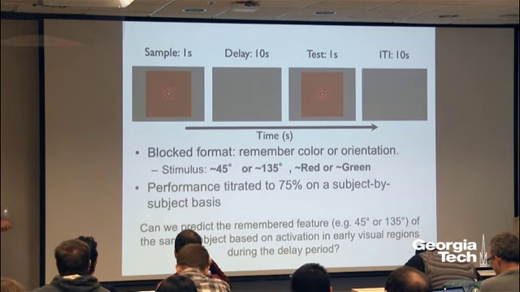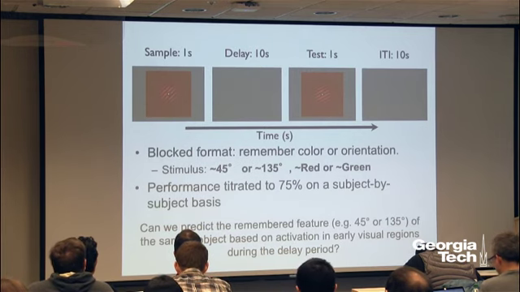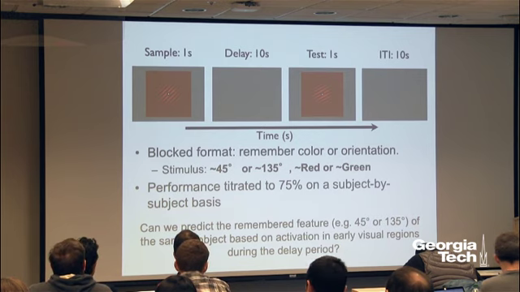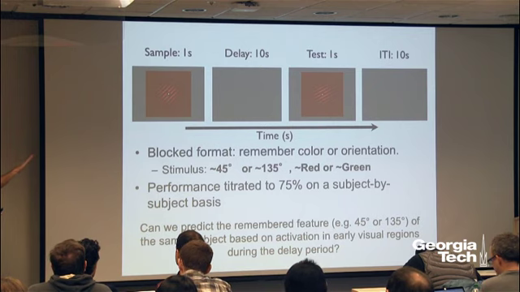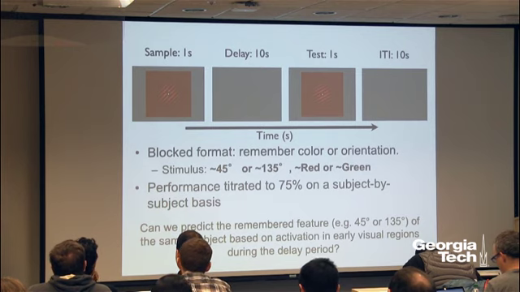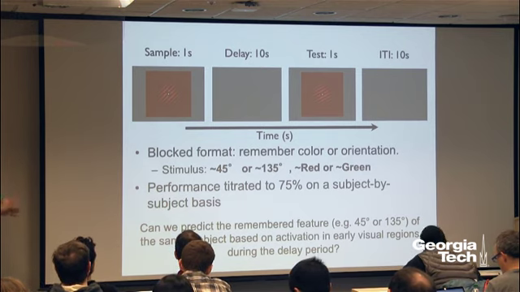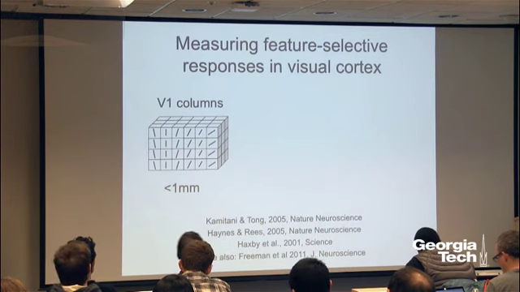All right, and so, given the simple task, what we're going to do is say, okay, if we read out the information using fMRI in primary visual cortex, can we tell whether they're remembering an angle around 45 degrees or an angle around 135 degrees, or whether they're remembering a red or a green? Okay? And so that's the basic direction we're going with the analysis, at least.